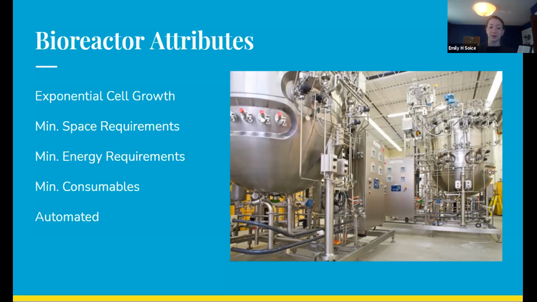You also want to think about having a minimum energy requirement, because bioreactors are the second largest component of the greenhouse gas emissions, and definitely the energy use, for cell ag. Can anyone remind me what is the first largest component of greenhouse gas emission for cell ag?